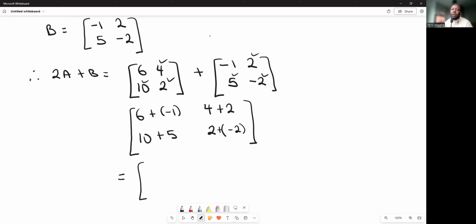Then we now simplify. 6 plus -1 is going to give us 6 minus 1, and that will give you 5. 4 plus 2 will give you 6. 10 plus 5 will give you 15. And 2 plus -2 will give you 0. So therefore, 2a plus b is going to give you this answer here. Okay, so that was that for that.